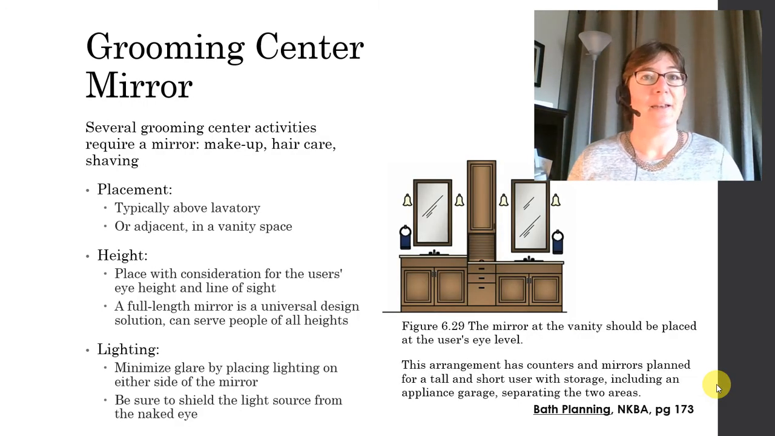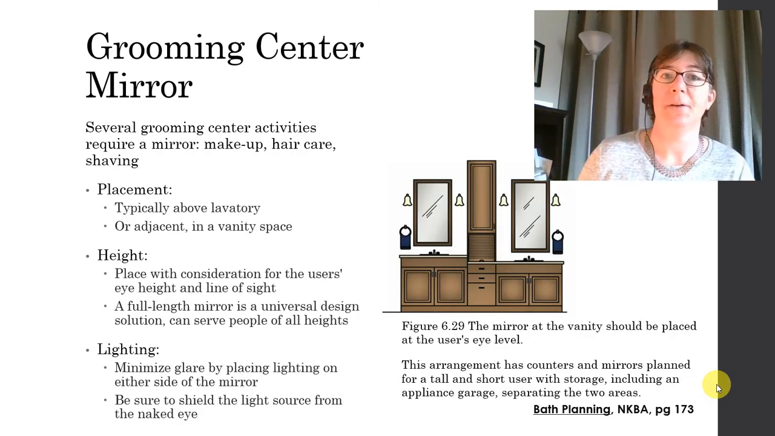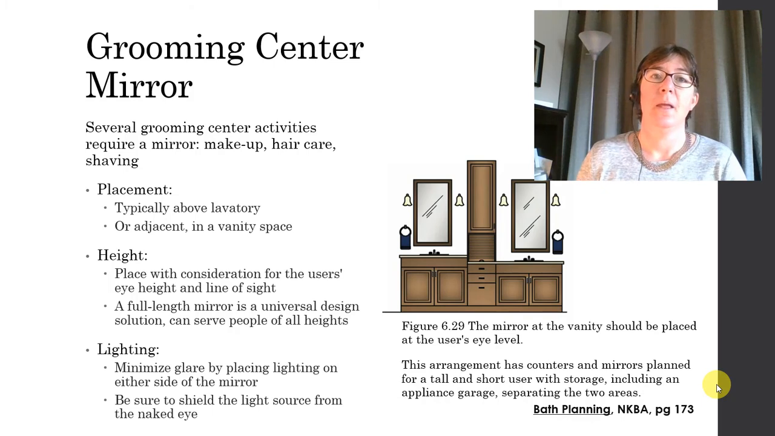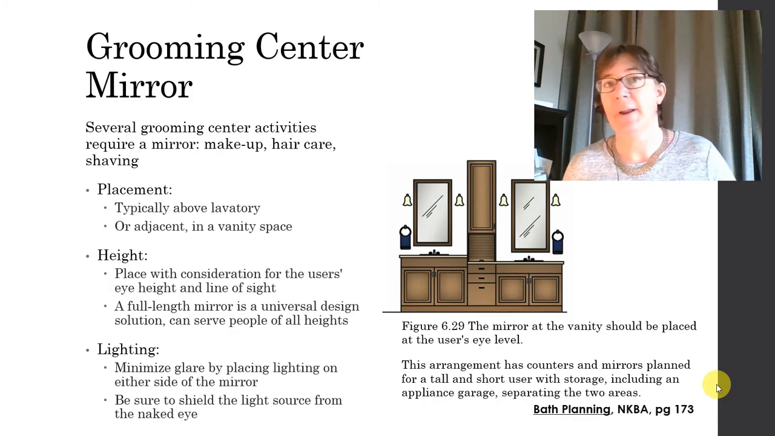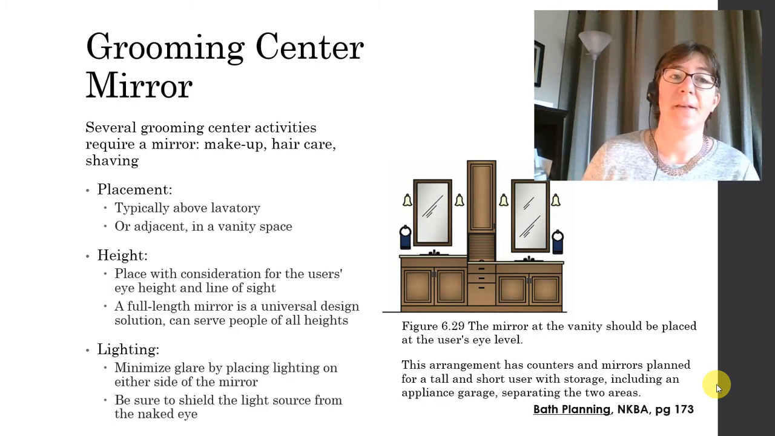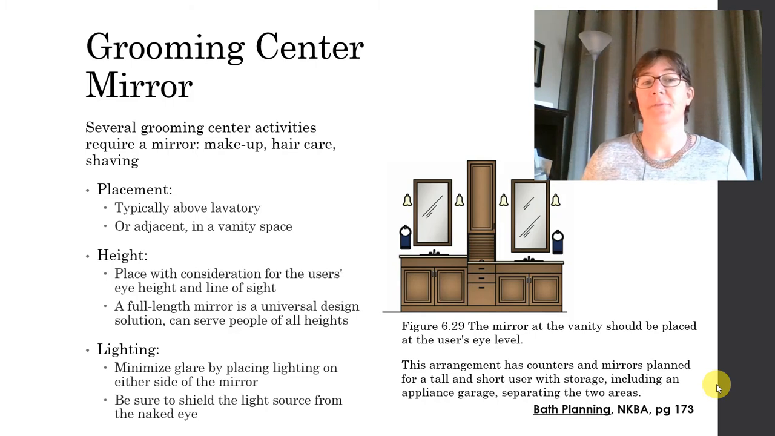Take a look. The last grooming center topic I want to talk about is the mirror. Several of our grooming center activities require a mirror: the makeup, hair care, shaving. It's a big piece of the grooming center. The placement of the mirror is typically directly above the lavatory, or it could be somewhere adjacent in a vanity space if you've got that seated vanity. The height of the mirror should be placed with consideration for the user's eye heights and their line of sight.